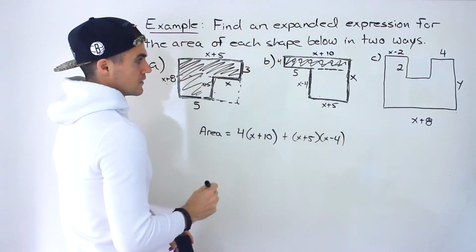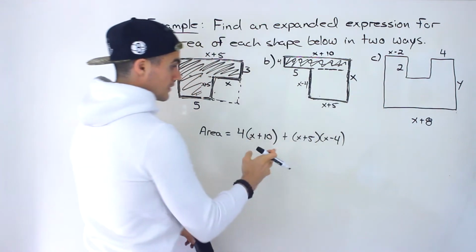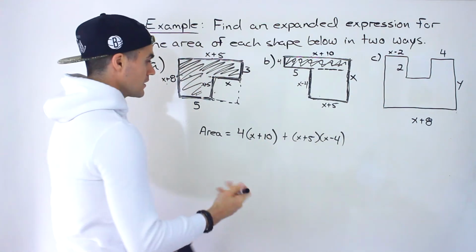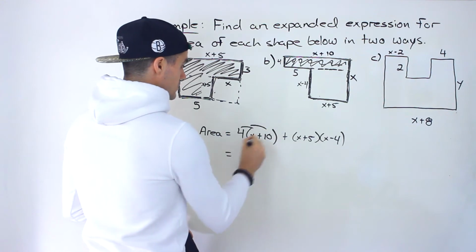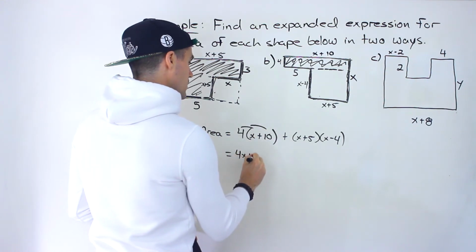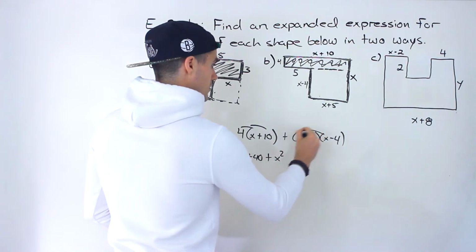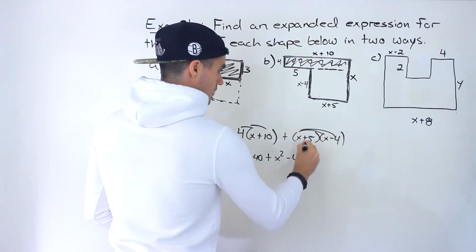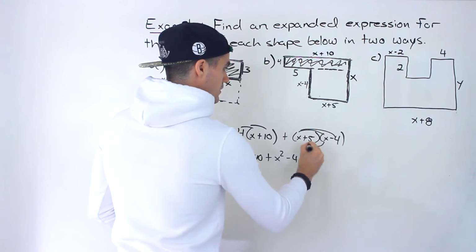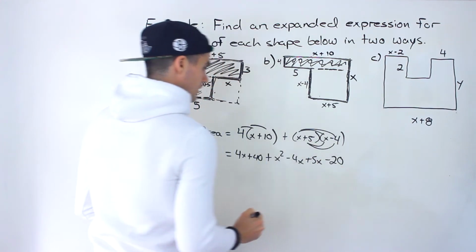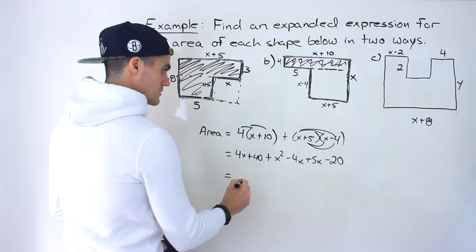Like that, right? That would give us this remaining area. And then we just have to sum those areas and we end up with the total area. So this would be 4x plus 40 plus x squared minus 4x plus 5x minus 20, like that. So let's simplify the like terms.